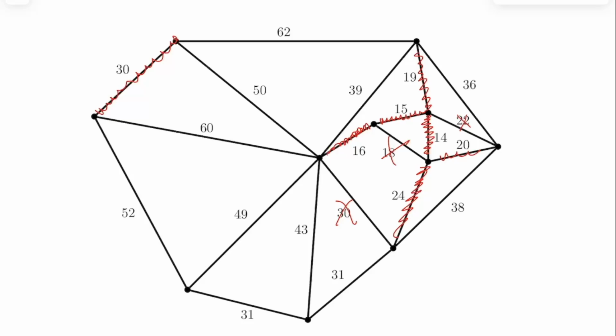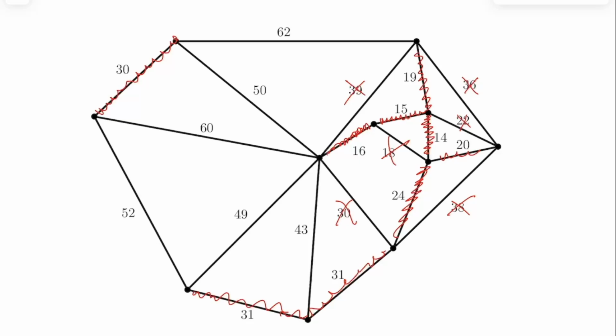Okay, so that was 30. Next, I see two 31s, and I think they are both legal at this point. So I'll pick a 31 and a 31. All right, next would be, there's a 36 over here, but this 36 makes a circuit here, so I'm not going to choose that. I see a 38, which would make a triangle there. I see a 39, which would make a circuit here, so I'm not going to do the 39.